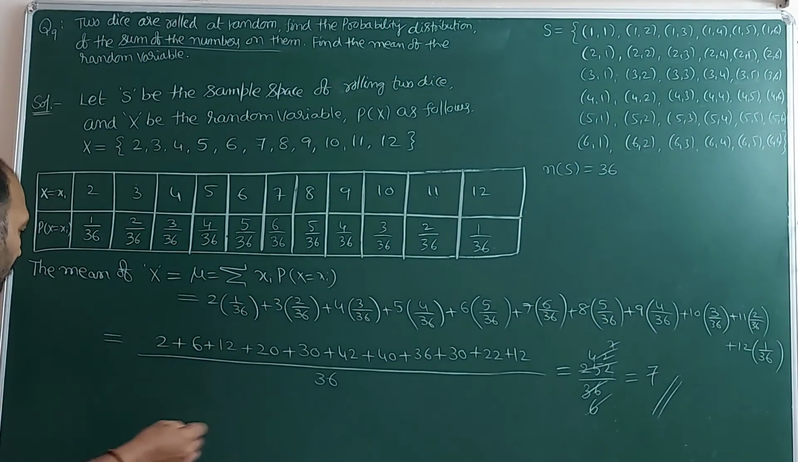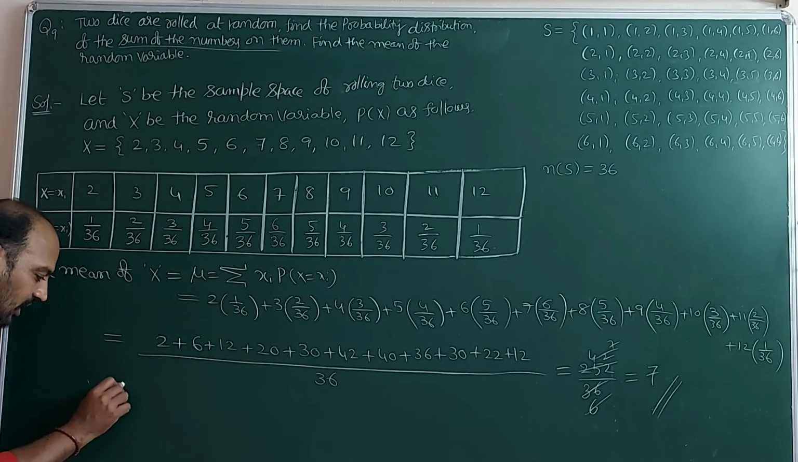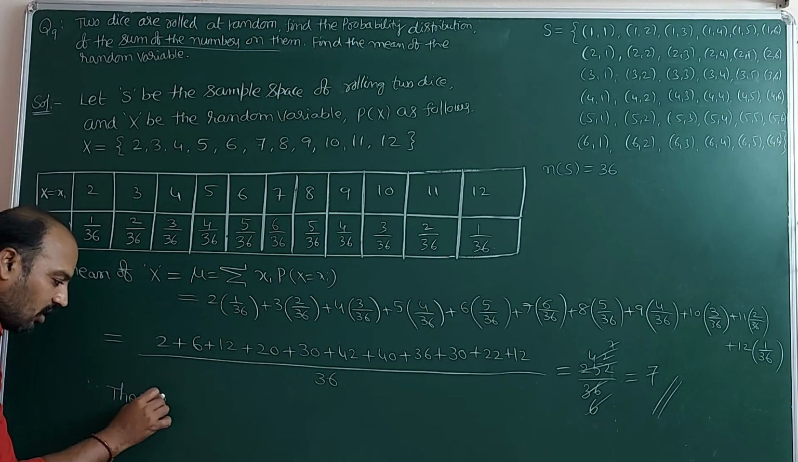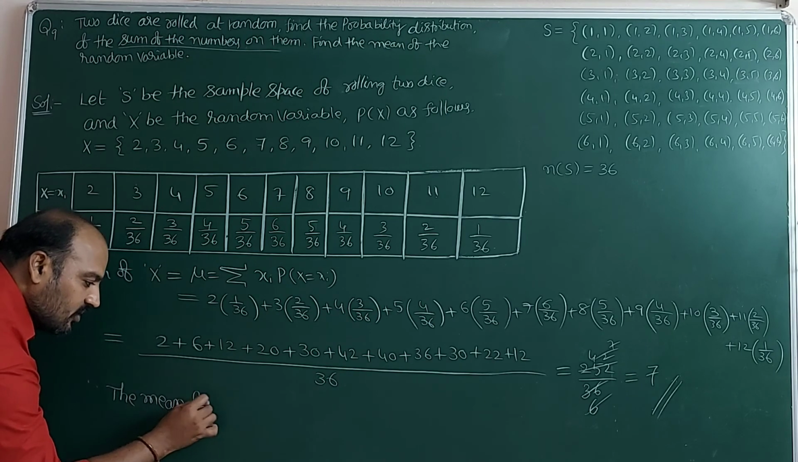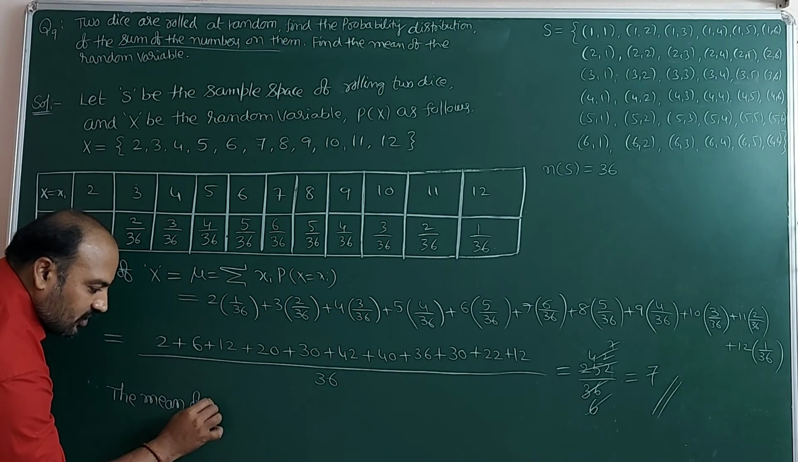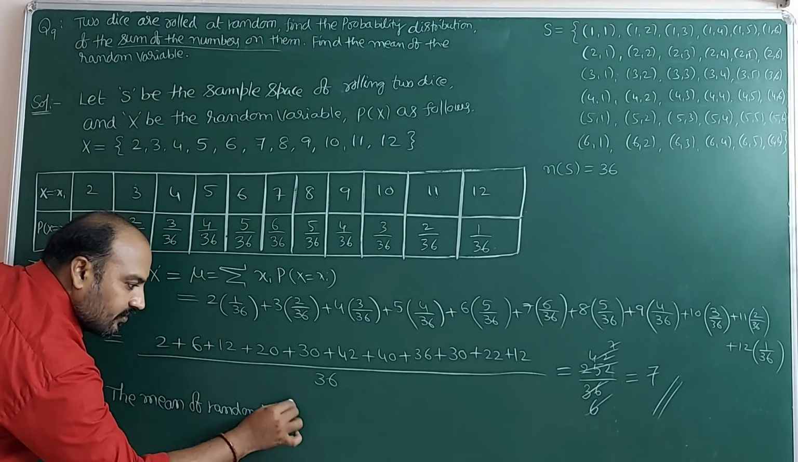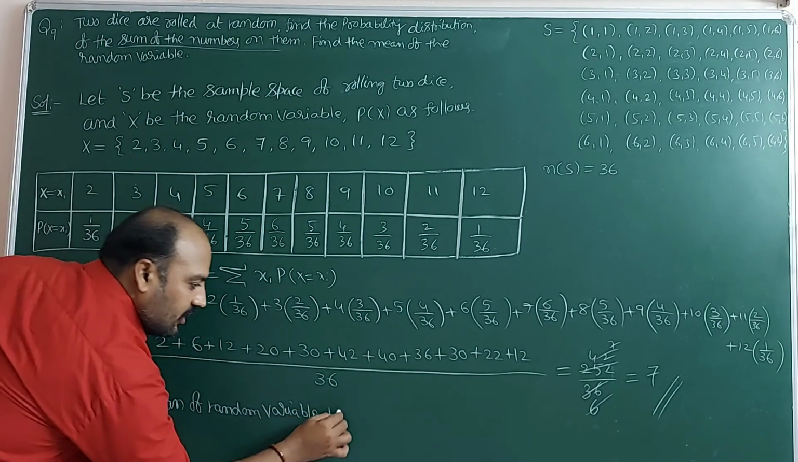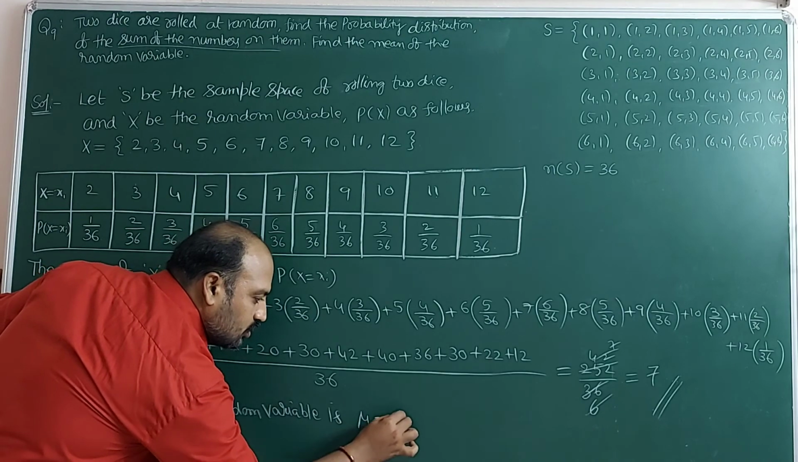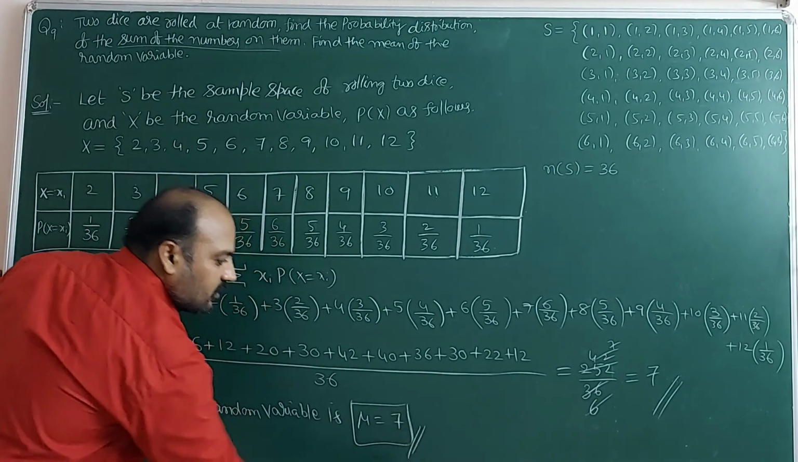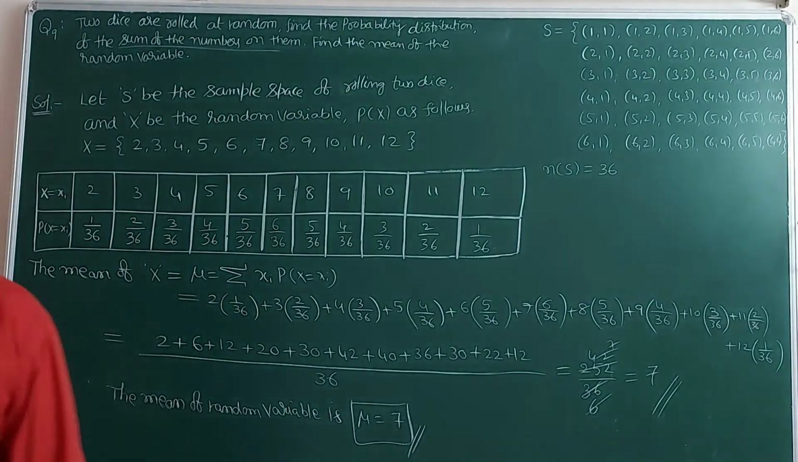So the conclusion step, if you want to write it: therefore the mean of a random variable is mu is equal to 7. Now we'll move to the next question, dear students.